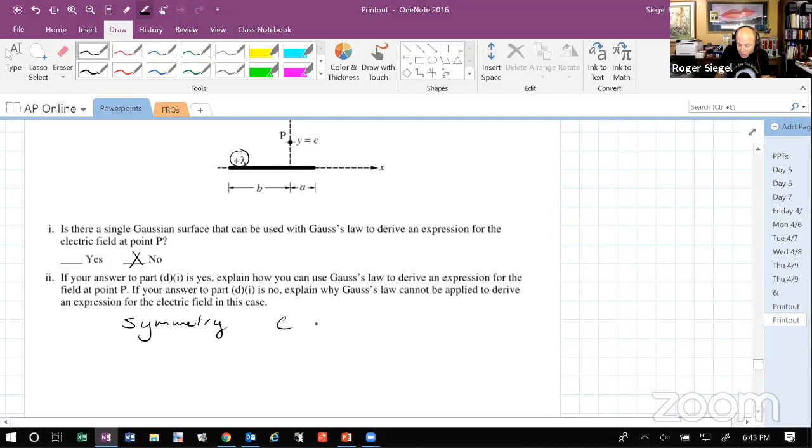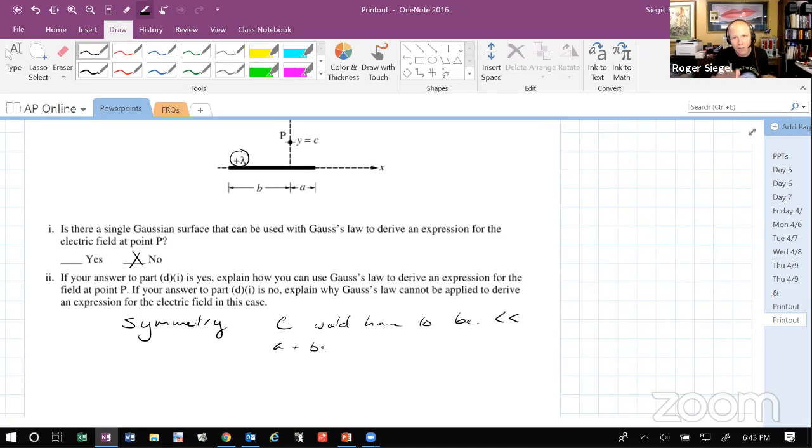To use Gauss's law, C would have to be much greater. I'm sorry, C would have to be much less than A plus B. Now, when we did this last night, we talked about an infinite line of charge. Then we used Gauss's law. Or we did a problem at the beginning of the hour, and it said to ignore the edge effects. And again, that's code for it's okay to use Gauss's law.